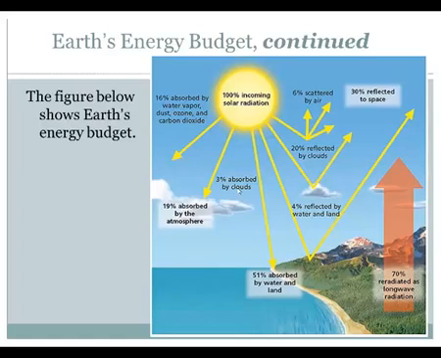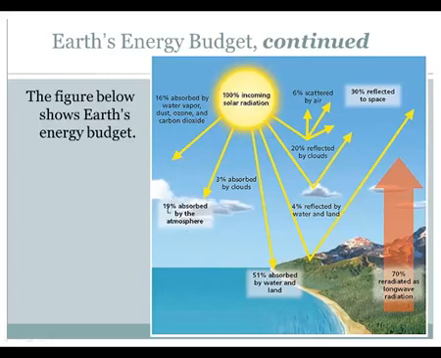19% is absorbed by the atmosphere. So 19% is the product of these two things: the energy that's being absorbed by water vapor, dust, ozone, and carbon dioxide, along with the energy that's being absorbed by clouds. So 19% is absorbed by our atmosphere. 51% is absorbed by water and land.